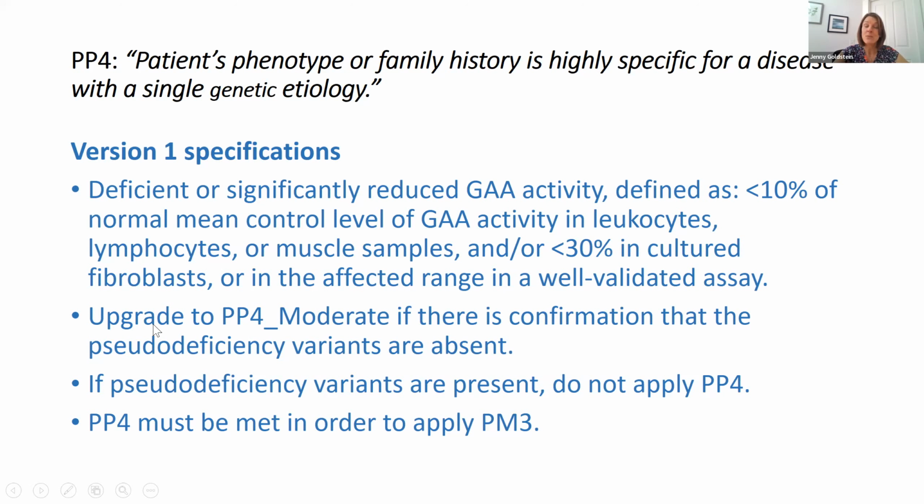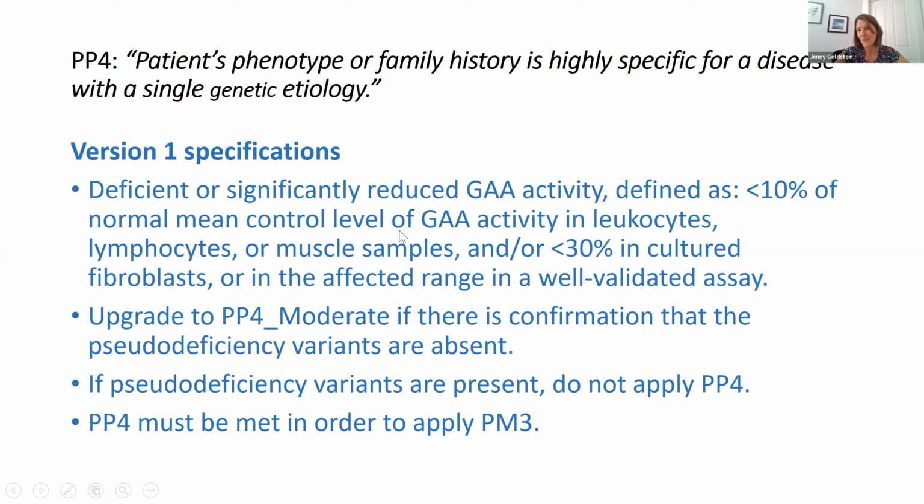And we could upgrade to PP4 moderate if there was confirmation that pseudodeficiency variants are absent. I'll talk a little bit about these later. But again, in a lot of papers, you just don't have that confirmation, so that was tricky. And then we also required that PP4 is met in order to apply PM3. And so often in papers, you just don't see this type of data.